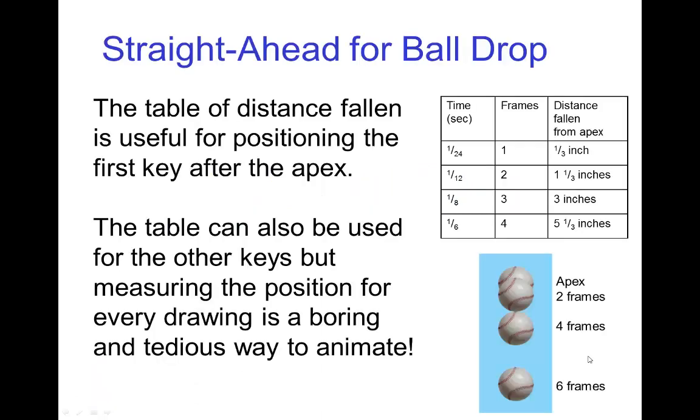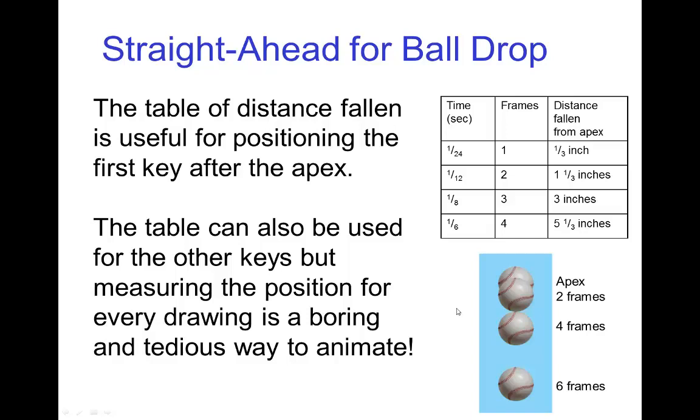The odd rule. Now, we've seen that using a table of how far objects fall after a few frames, we could do straight ahead animation of a ball drop. We have the apex, and then if our next key is 2 frames later, we know that that's a little more than an inch of distance fallen, so we would have that. And then we could continue calculating these distances to see how far the object would be 4 frames later or 6 frames later and measure those out.